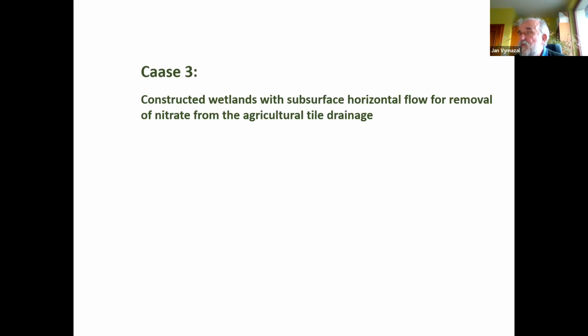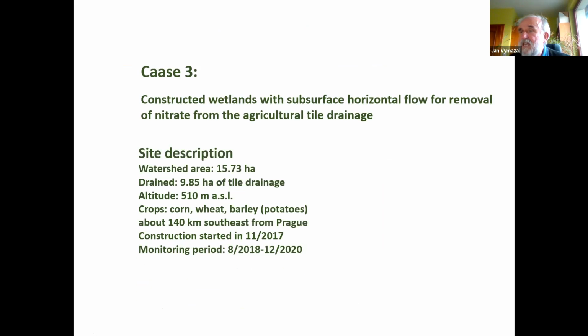And then this is case 3, which is still actually going on. This is an area about 150 kilometers southeast from Prague. It's a watershed of about 16 hectares, out of which 10 hectares is under tile drainage. It's relatively higher, a low mountain area. The major crops are corn, wheat, and barley, sometimes potatoes.